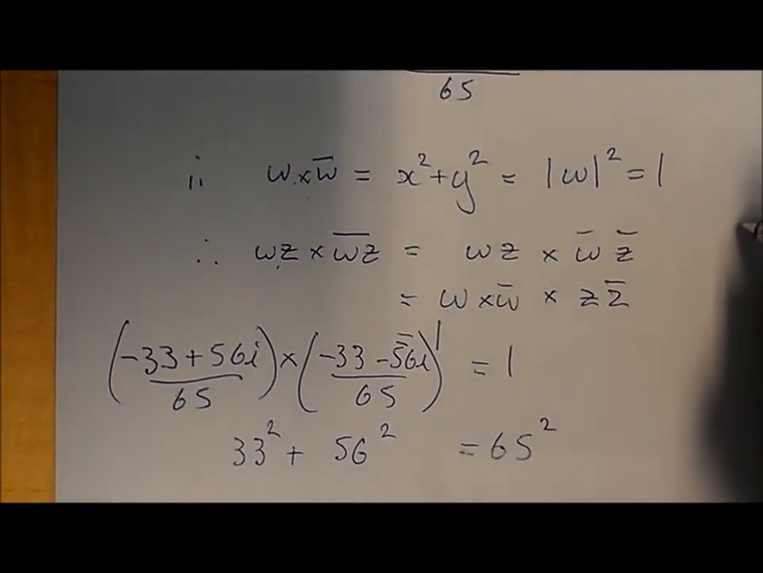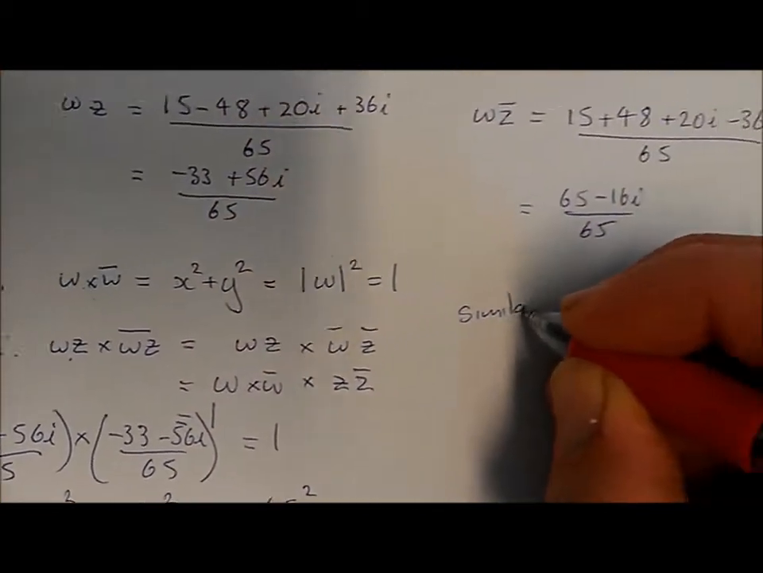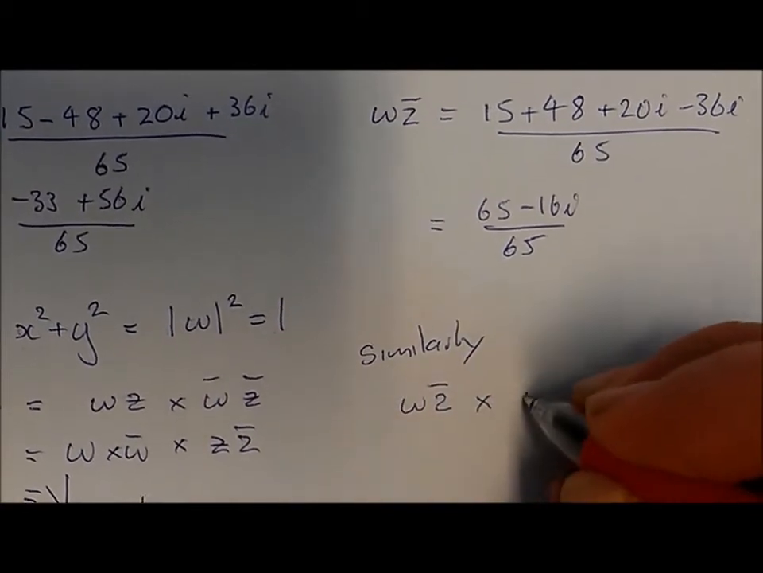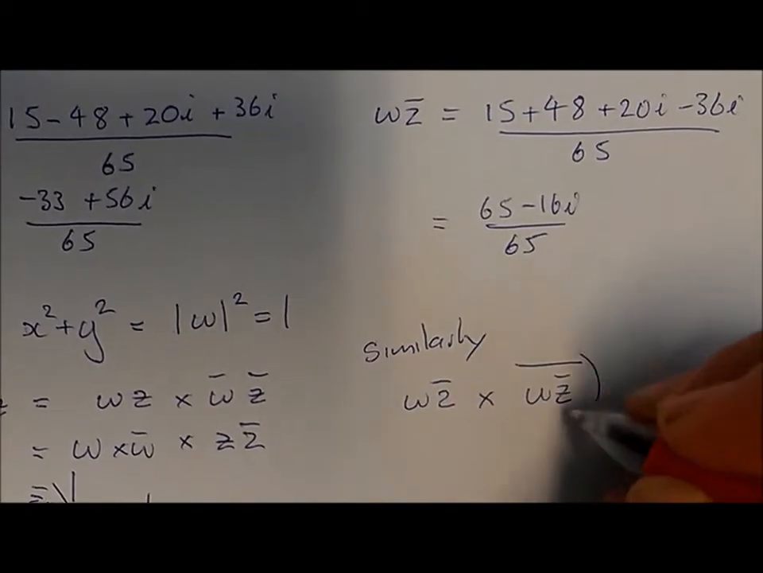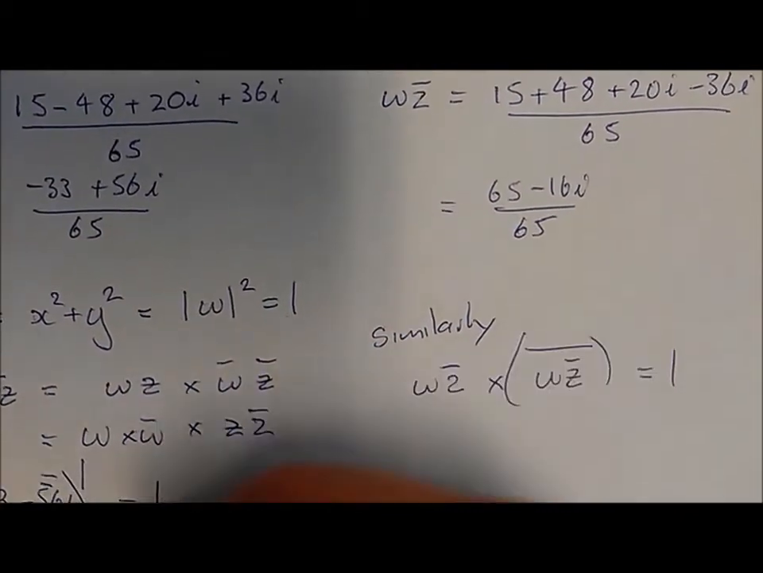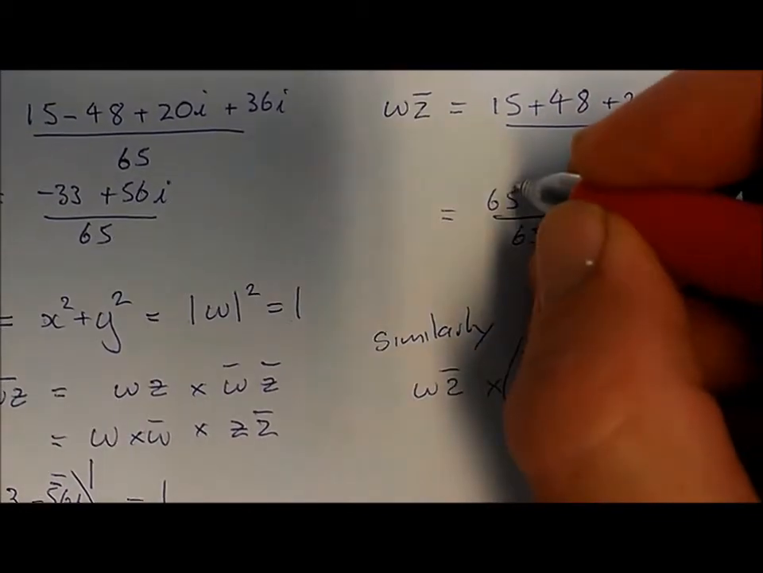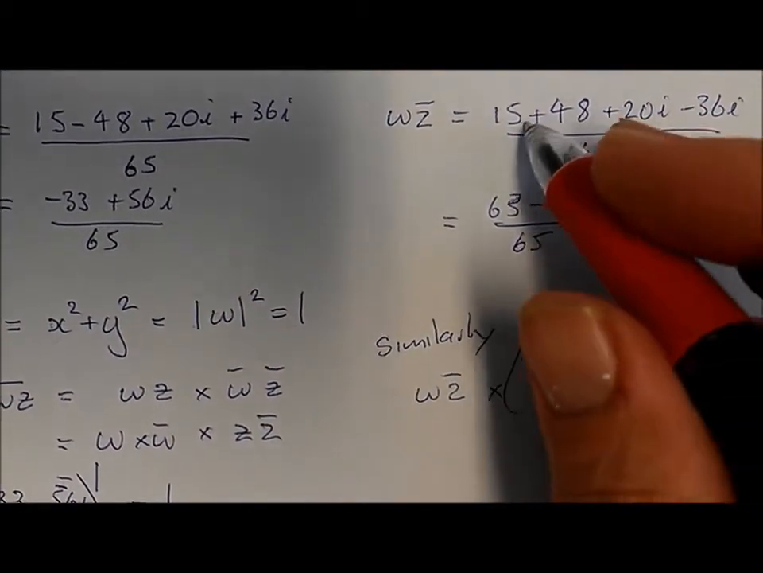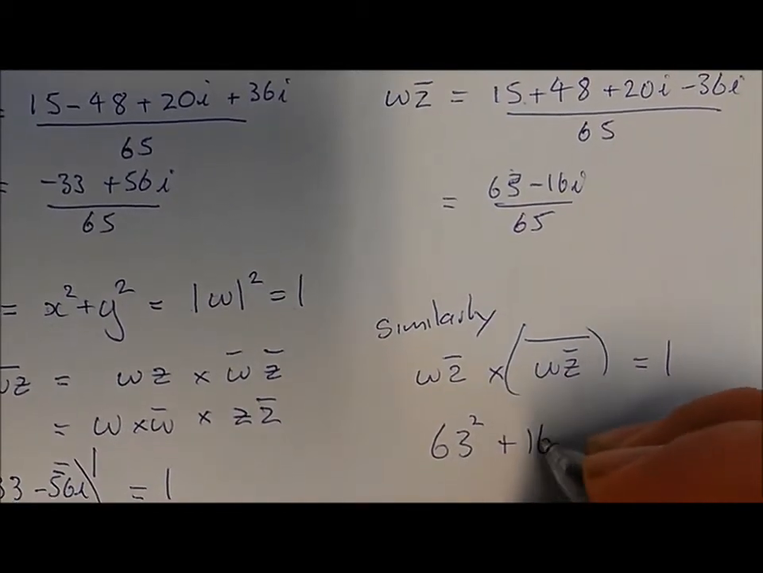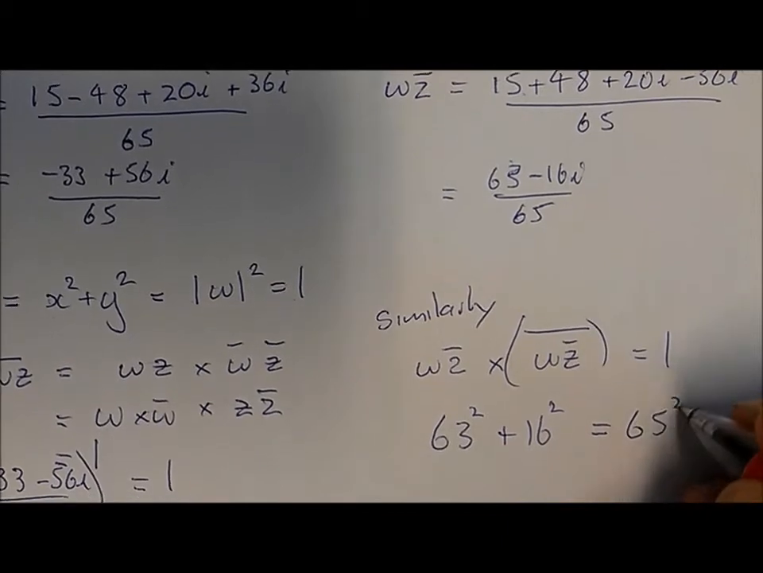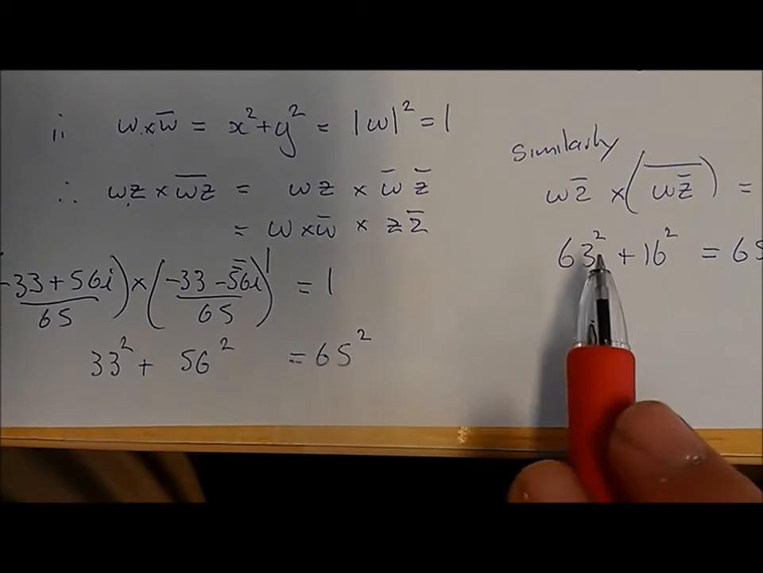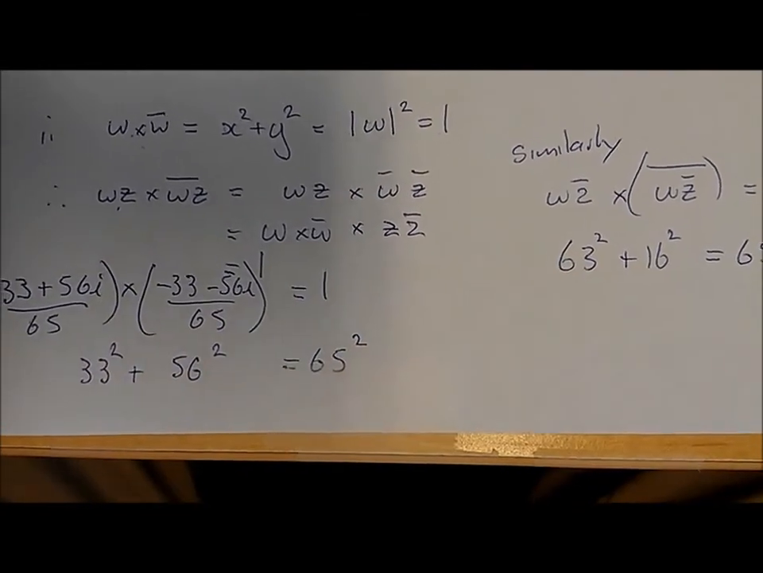Similarly, WZ bar times its conjugate must also equal 1. And so therefore you're going to get the same sort of result coming out. I should have said 63 earlier, my apologies, 63. So you're going to get 63 squared plus 16 squared is equal to 65 squared. So I've managed to write 65 squared in two distinct ways as a sum of two squares.